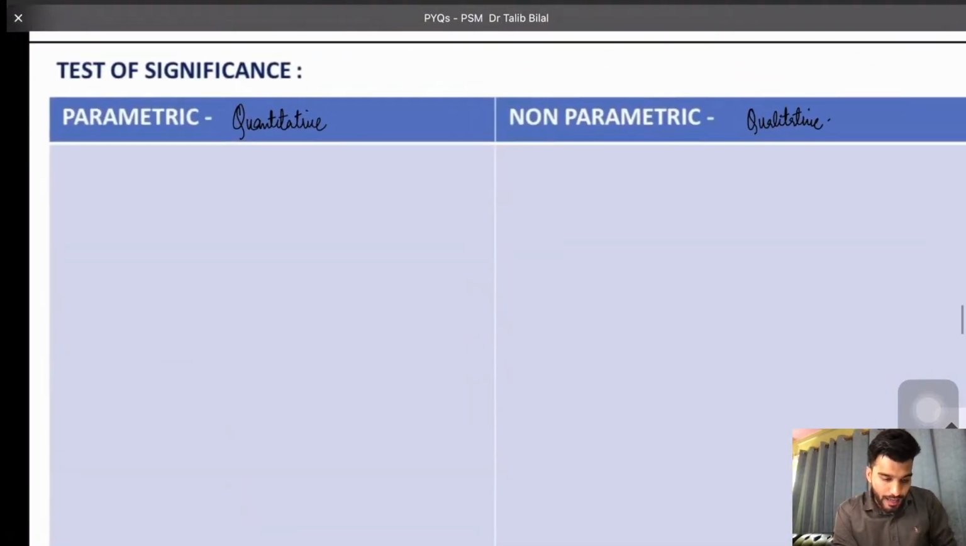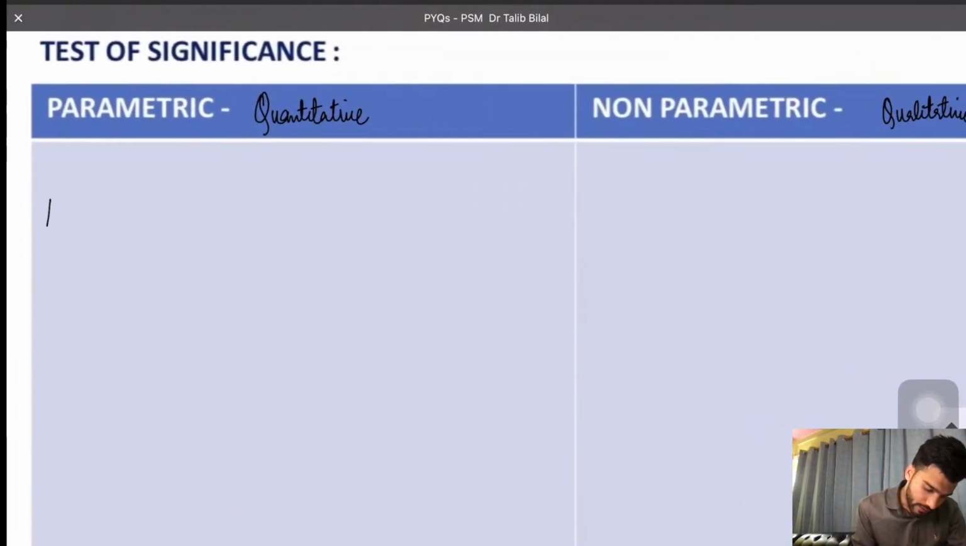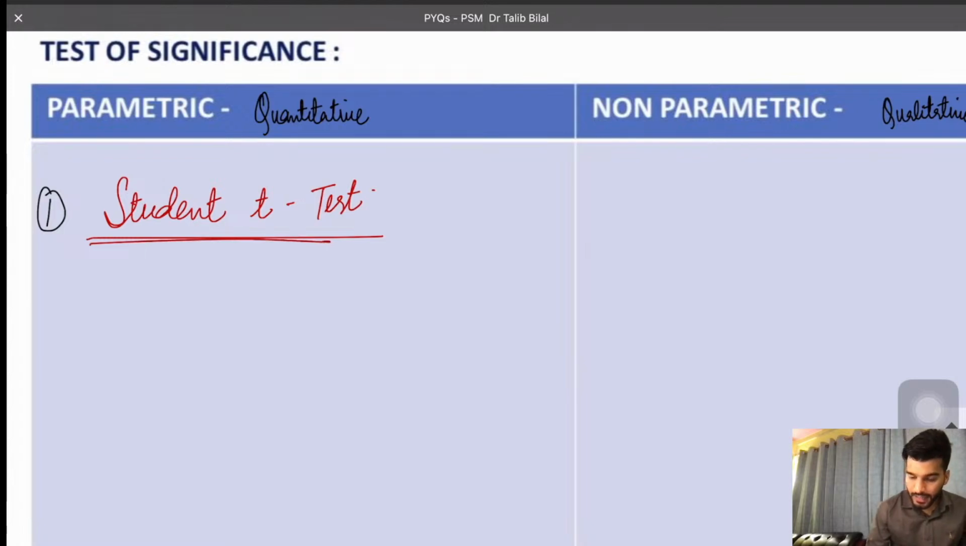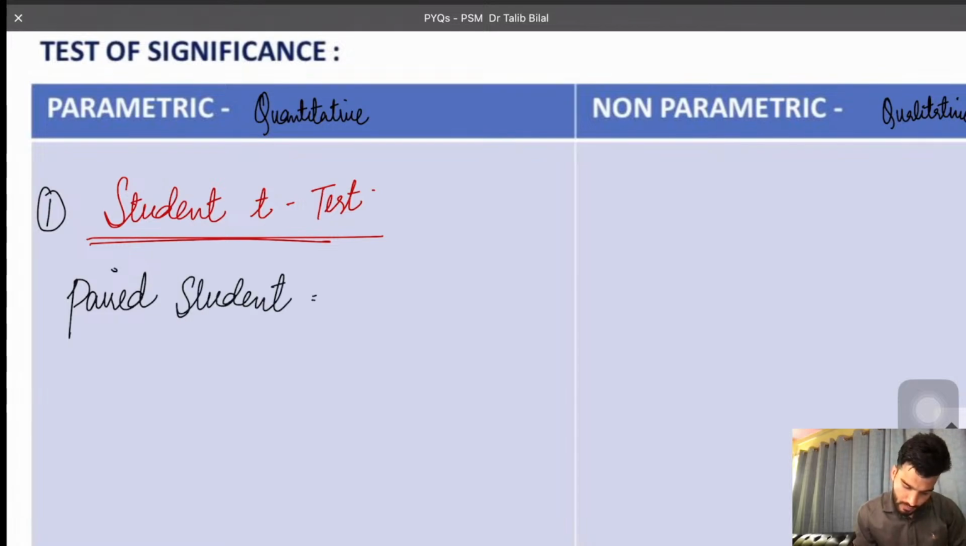Now in parametric tests, we have two types of tests. Number one is the student t test. In student t test, we have two types: either it can be paired or unpaired. Either we have the paired student t test, or we have the unpaired.